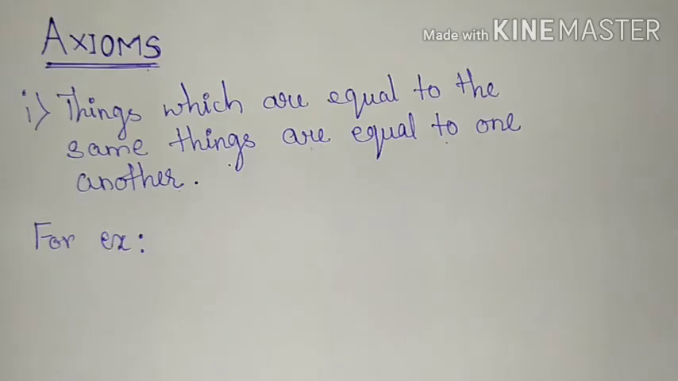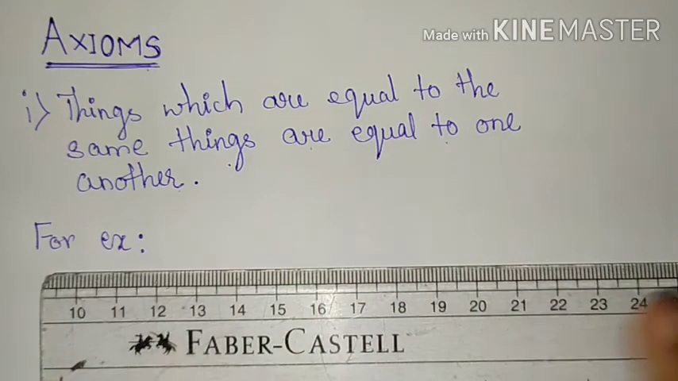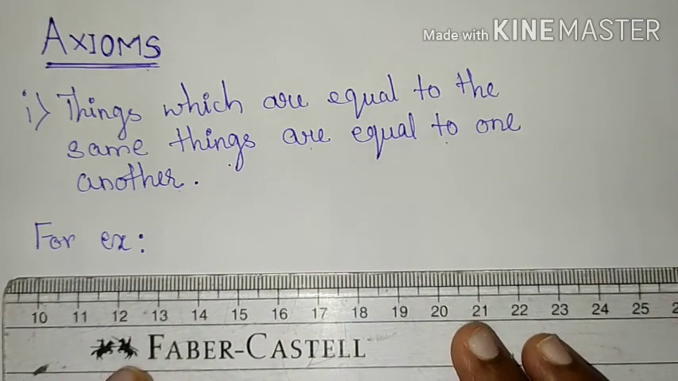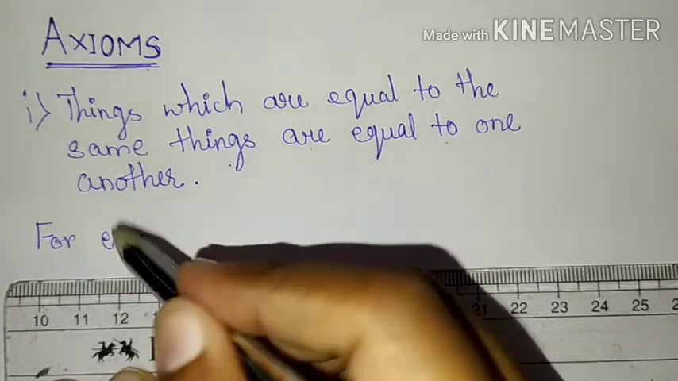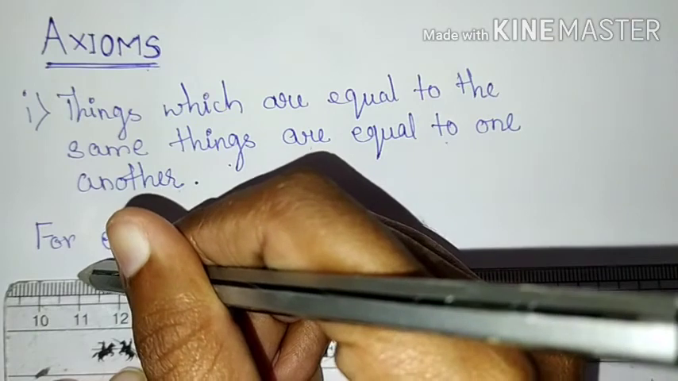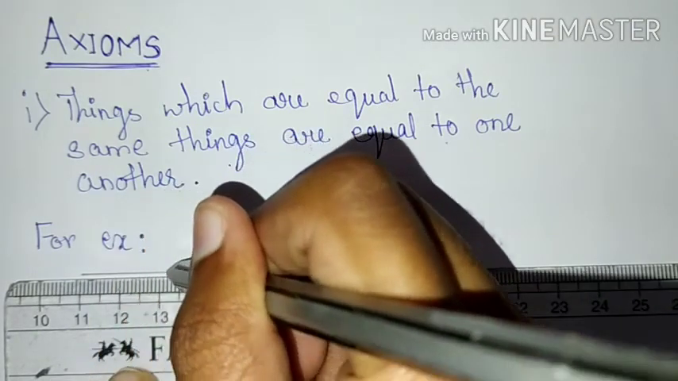To understand what this means, let us consider the example. Let us draw 3 line segments. 3 line segments of length 3 centimeters.